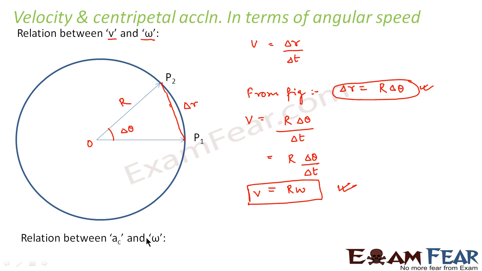Now similarly, there is a relation between linear acceleration and angular velocity. Linear acceleration, that is centripetal acceleration, and angular velocity. What is centripetal acceleration? As we derived earlier, it is V square by capital R. Now what is V? V is R omega, so V square is R square omega square, divided by R. One of these R's will get cancelled. So this will be omega square R. So centripetal acceleration can also be expressed in terms of angular velocity, which is equal to omega square R.